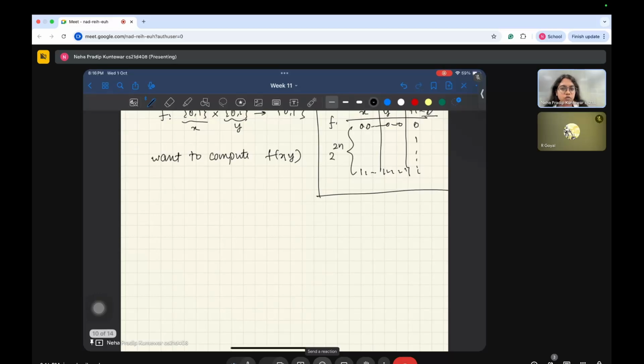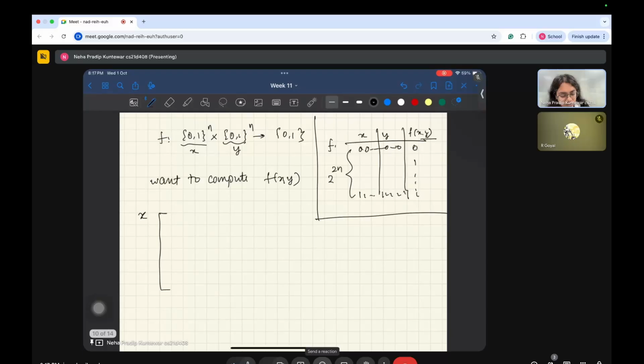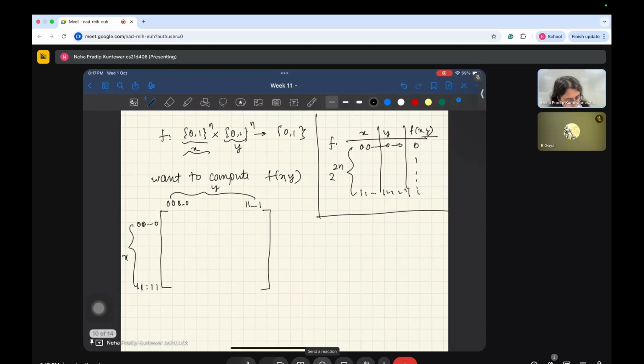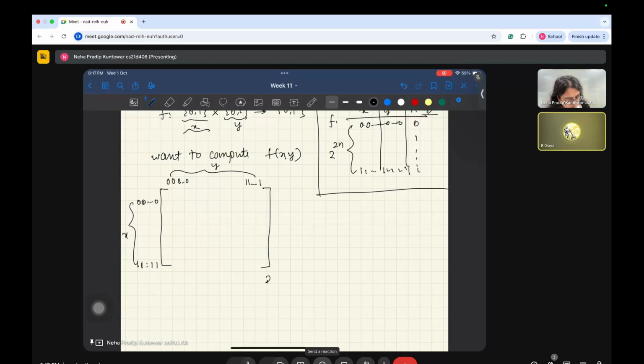But it's more interesting if we visualize it as a matrix. On this side, let's say you have all possible x's, which is all possible n bit strings, all zeros to all ones, and on this side you have all possible y's, all zeros to all ones. What are the dimensions of this matrix? 2 raised to the power n by 2 raised to the power n.